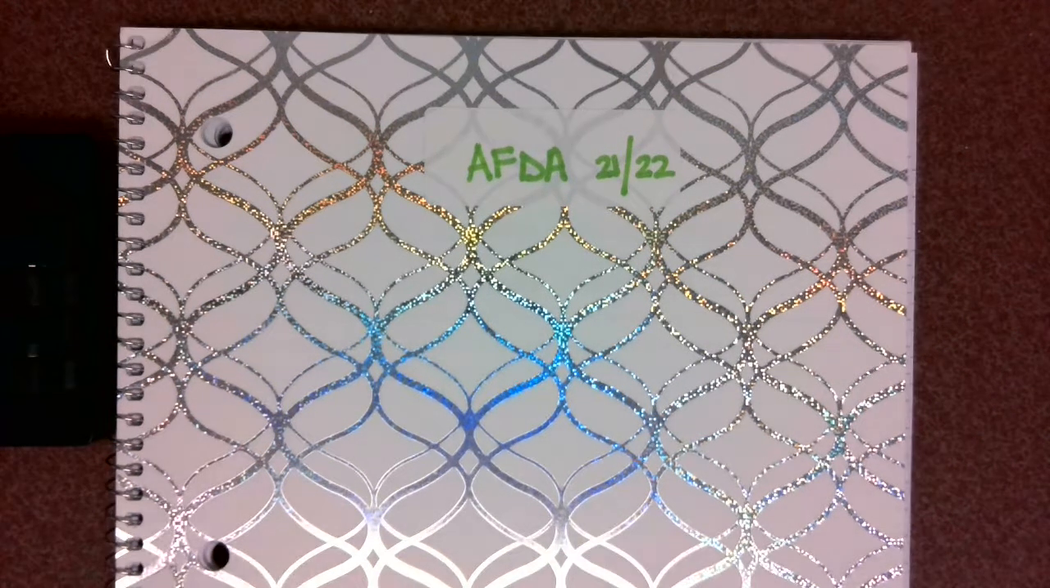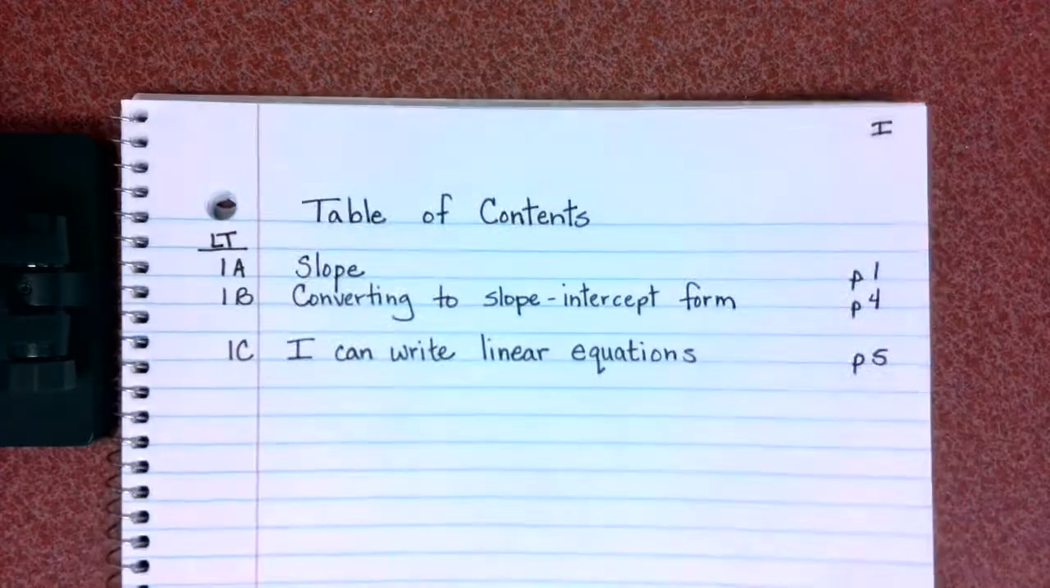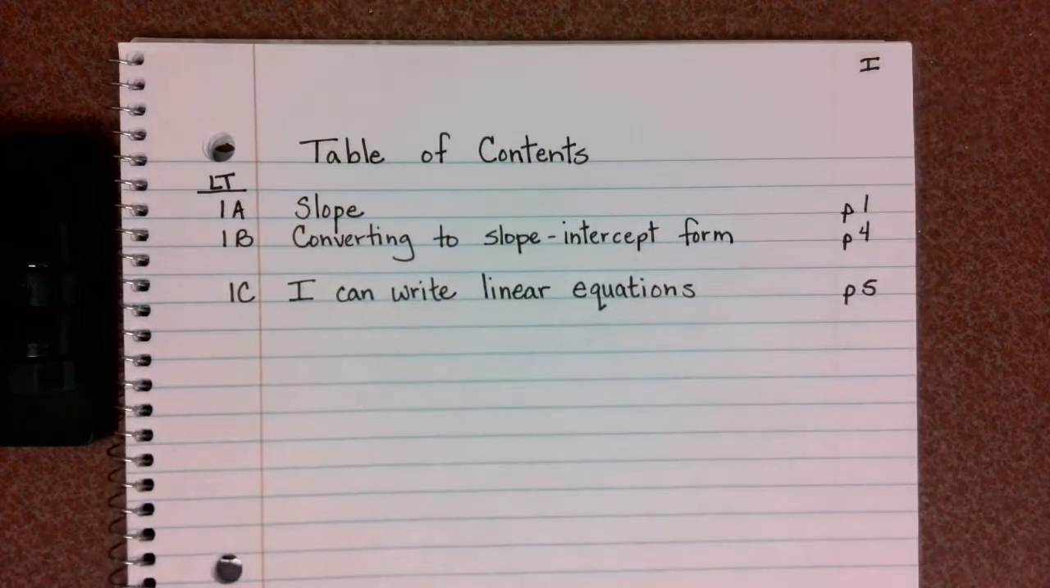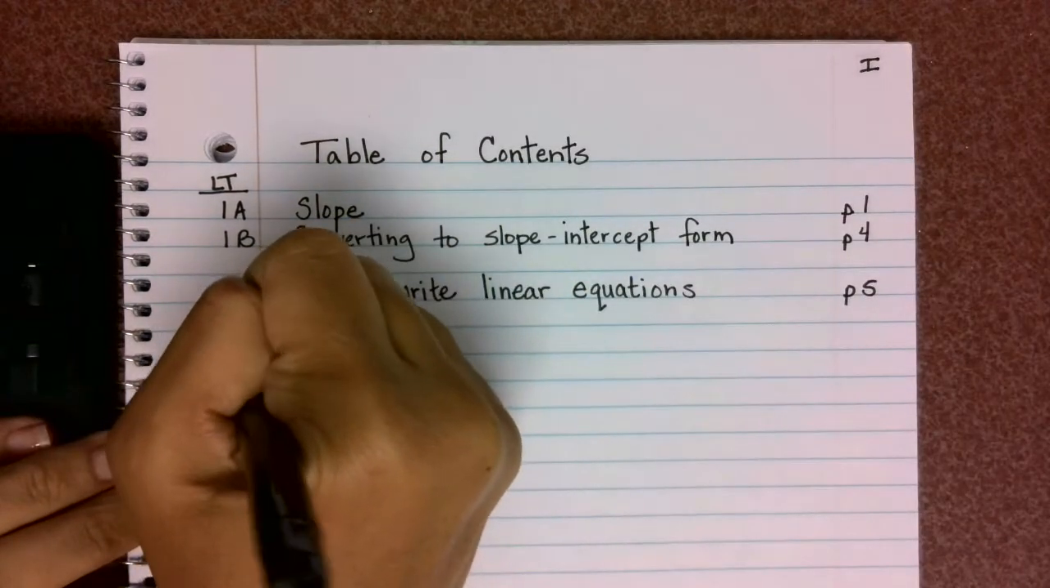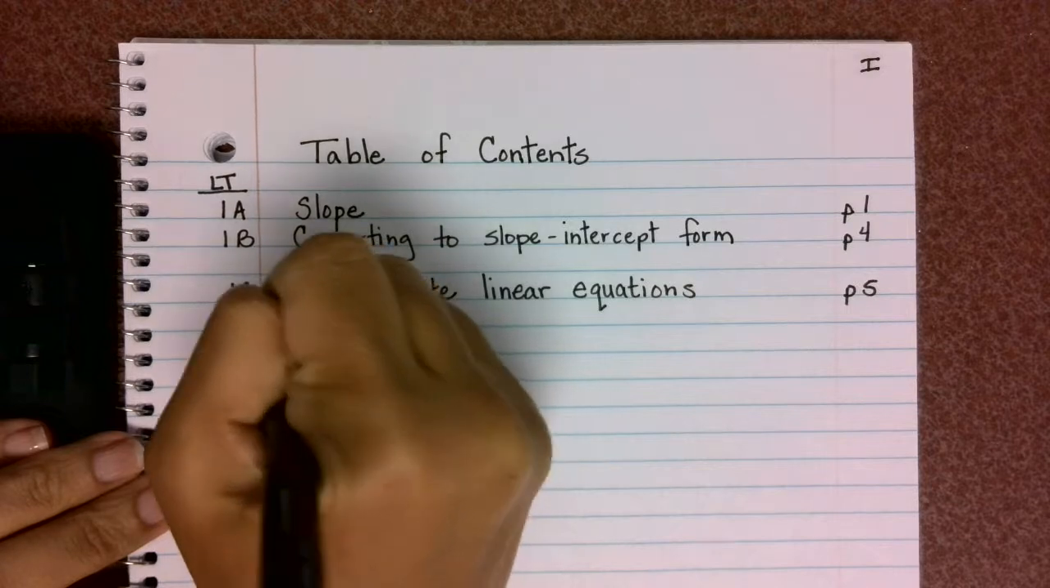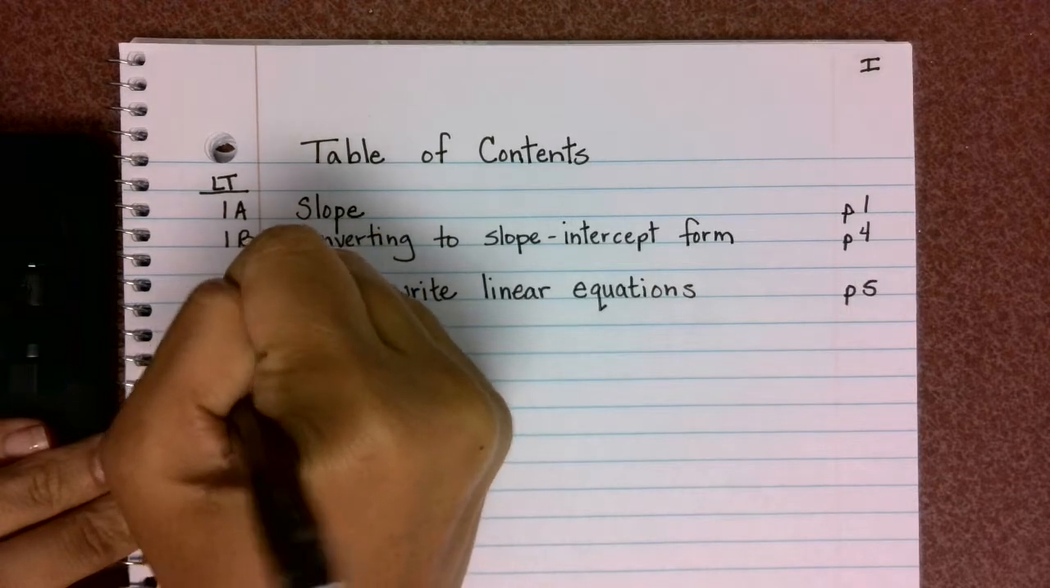Right, get your notebook out. Turn to the table of contents. And in the table of contents, we're going to add, because we're in Unit 2 now, Unit 2, Learning Target 1A. Oh, sorry, 2A. Unit 2.